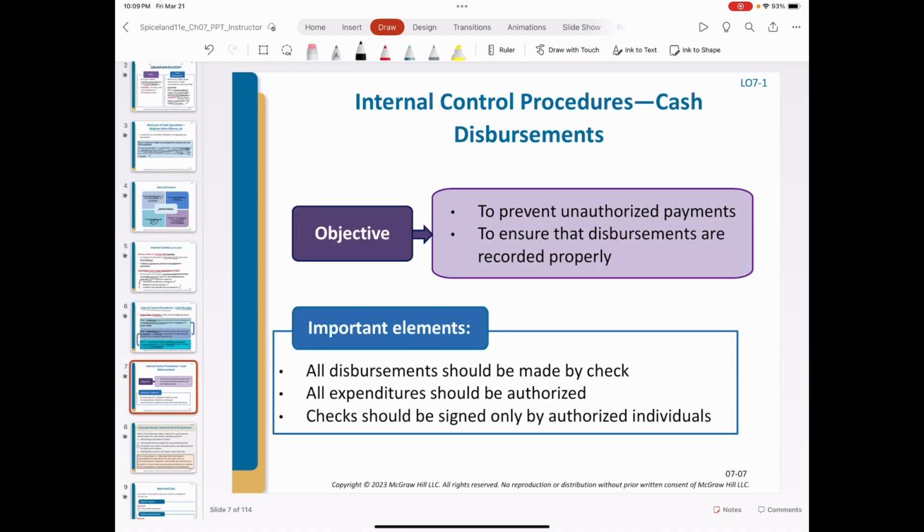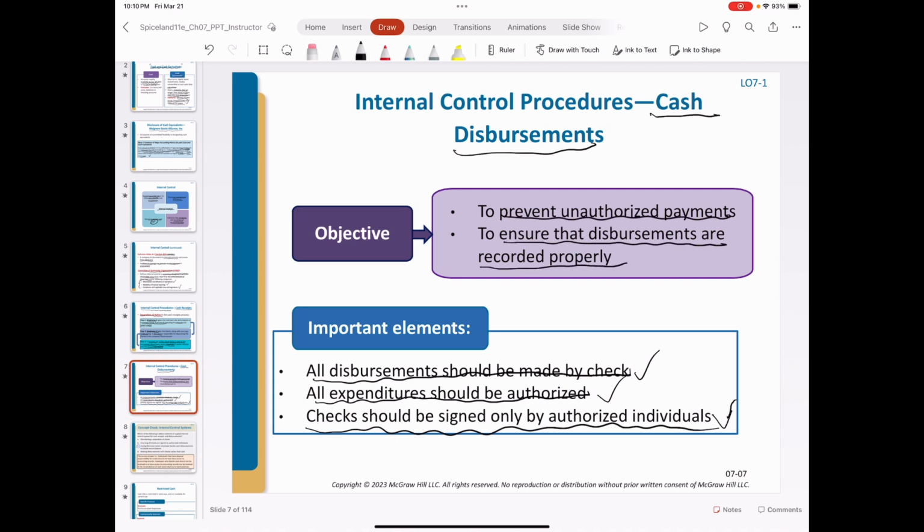Internal control for cash payments or disbursements. In general, all the payments should be made by check, not cash. All the expenditures should be authorized, and checks should be signed by authorized individuals. You can also see the separation of duties in the example of cash disbursements. The purpose is to prevent unauthorized payments and to ensure the disbursements are recorded properly.